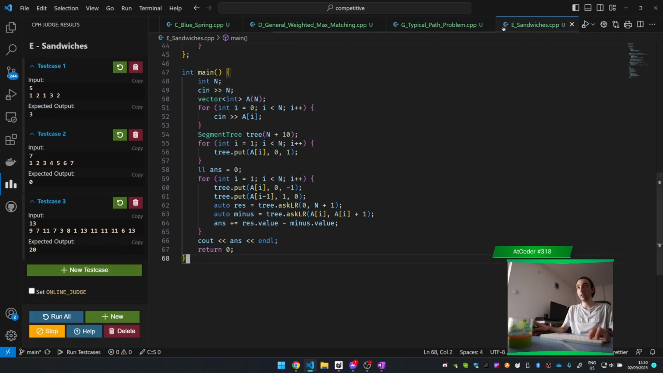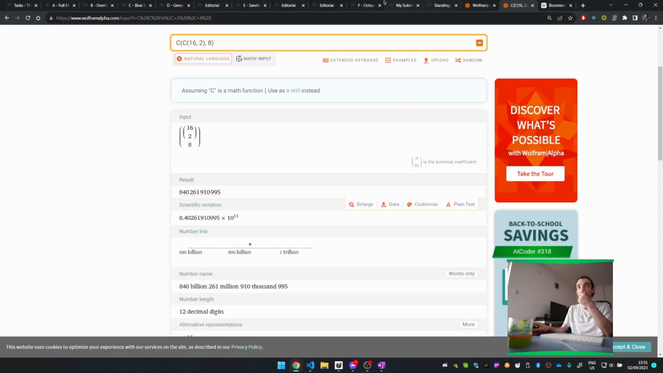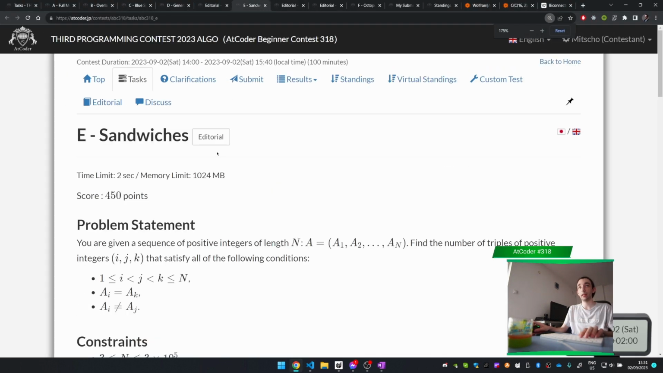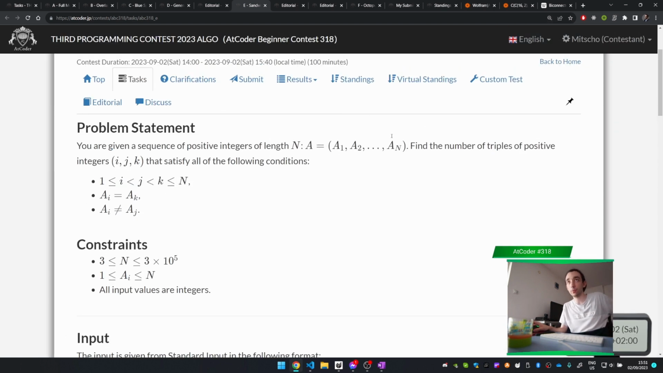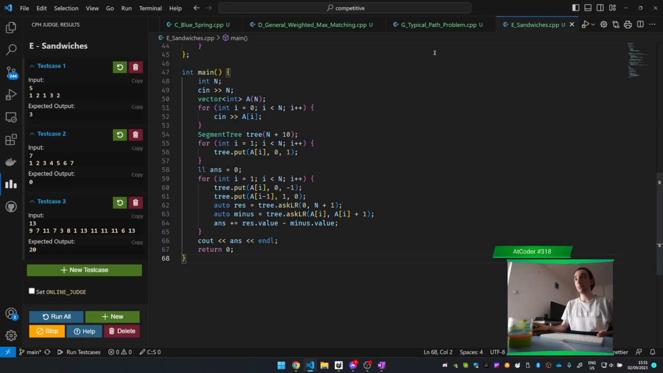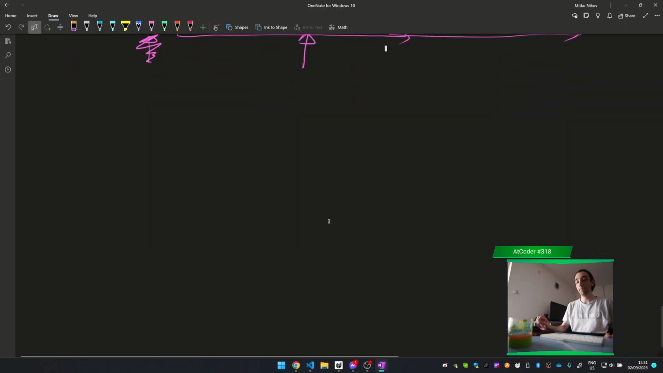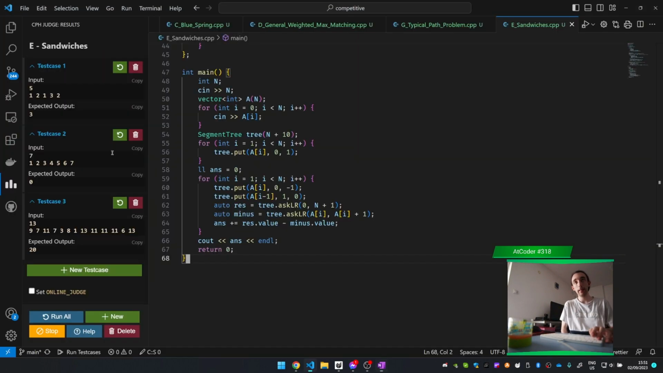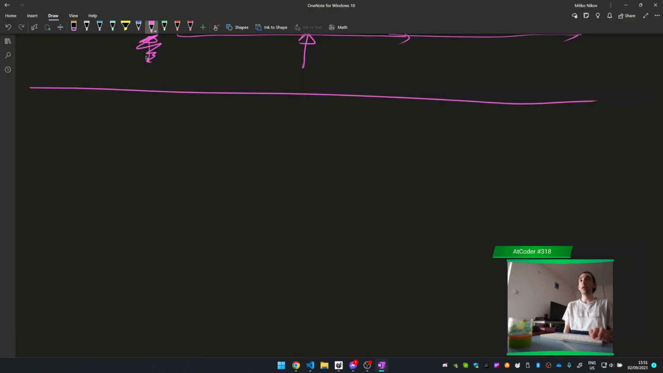So E was the problem behind, like, a segment tree. I don't know if you could solve this problem anywhere, but E was my favorite problem of them all. Not because it's really small, but because it's clever in a way how I solved it.